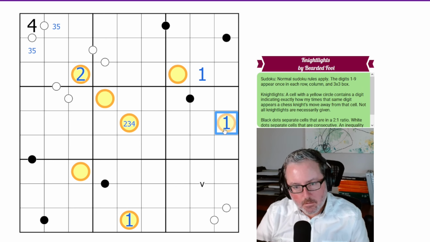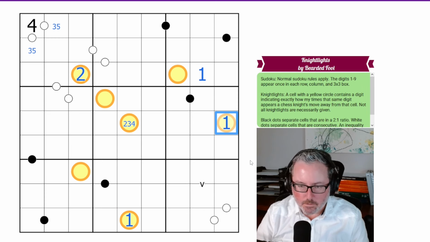Now that we know a couple of 1s we've got on the board, well, 3 of them, does that do much for us? Well, it tells us none of those can be 1s, so one of these would have to be a 1.